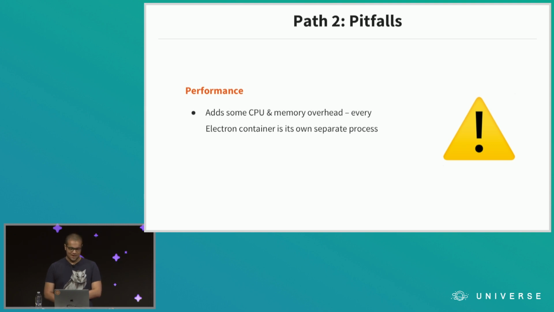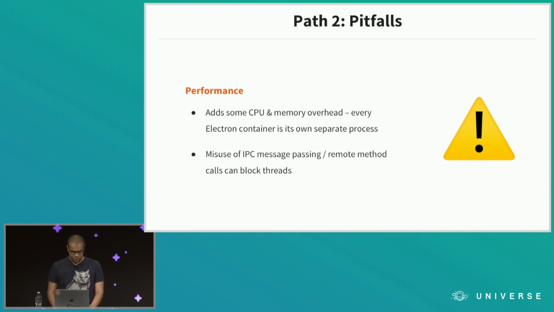This does add some amount of CPU and memory overhead, especially if you use an Electron container like WebView or BrowserView. Every container is its own separate process, and that automatically adds some overhead. So that is something to keep in mind if you are wary about memory usage and performance. It's still possible to make your app really slow this way, too. If you abuse IPC message passing to communicate between the main process, the renderer process, and your guest page or remote web app, if you aren't careful, these calls can block threads, and your users will experience a really slow, hanging app. It's probably not what you want.